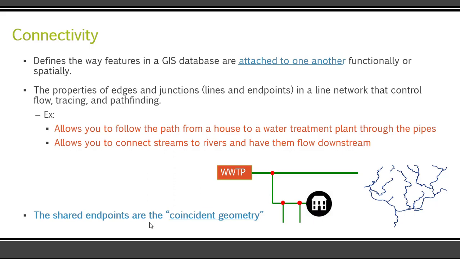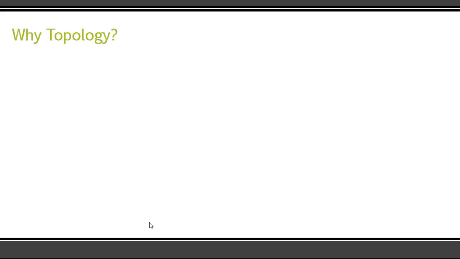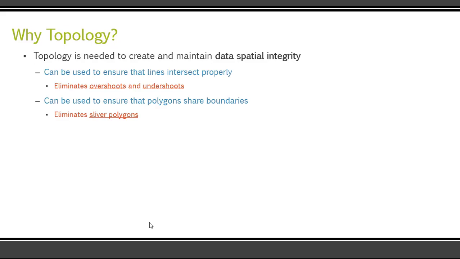That's how we connect features up and allow things to move from one line to the next line. All right, so now we're going to circle back to our concept that we started with at the beginning of these slides, which is why topology. So we talked about it in generalities about why it's good that it brought back. So this is a little bit more specific in that topology is what we need to maintain our data's spatial integrity.